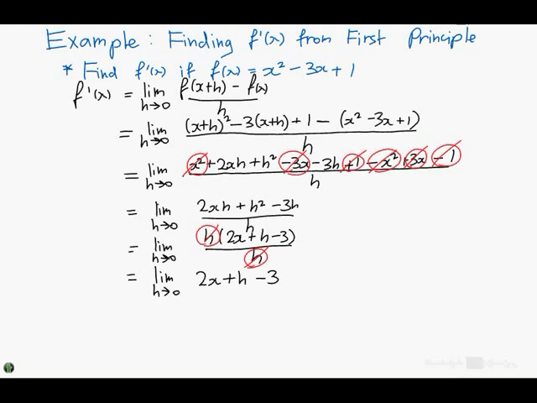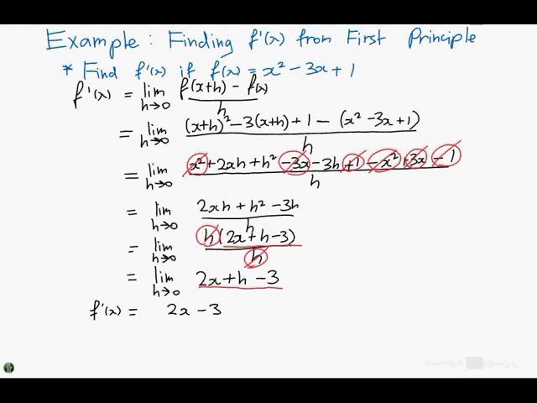Okay, so here comes the application of limits. What happens as h gets very, very, very close to 0 to this function? Oops, sorry, this part. What happens? h pretty much disappears, right? So the limit as h approaches 0 of 2x plus h minus 3 is going to be 2x minus 3. So pretty much in this case, we just let h equal 0. And that's our final answer. f dash of x is equal to 2x minus 3.